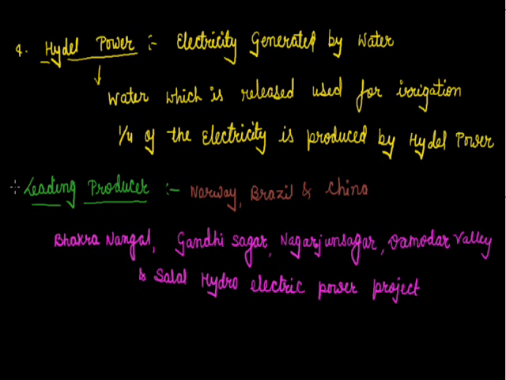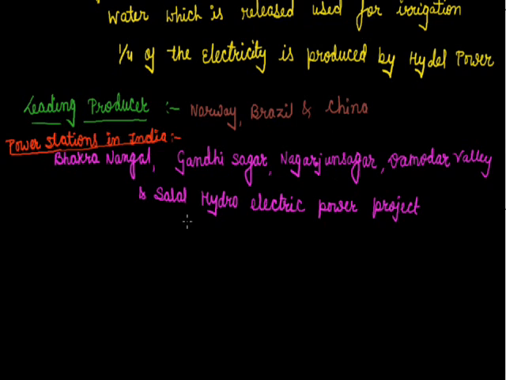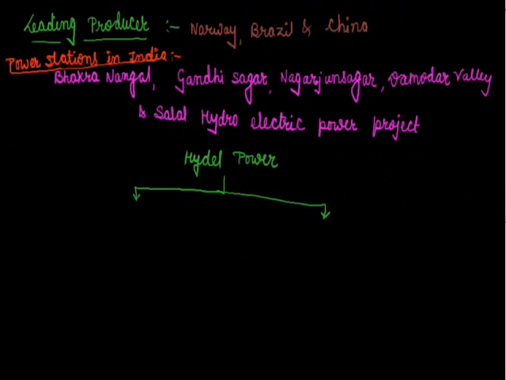These are considered main power stations in India. Now we will discuss the advantages and disadvantages of hydel power. It is considered non-polluting, and the second advantage is it promotes irrigation and fishing.